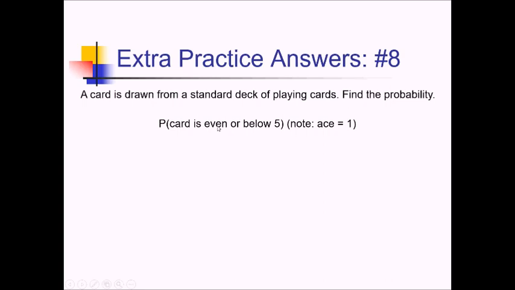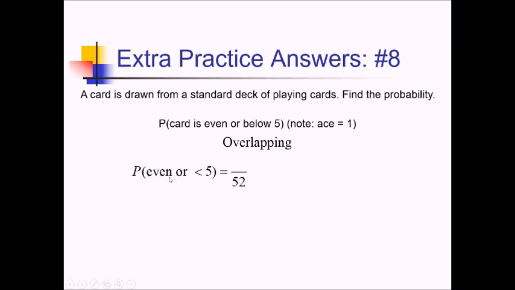Can a card be even and also be below 5? And yes, it can. 2 and 4 are both even and less than 5, so we're going to have some overlap here that we're going to have to subtract after we add the individual probabilities together for these two different groups. So now let's do that probability. What's our overall number of possibilities? Well, since this is a standard deck of cards, there's 52 cards overall that we have to choose from with each of these probabilities.